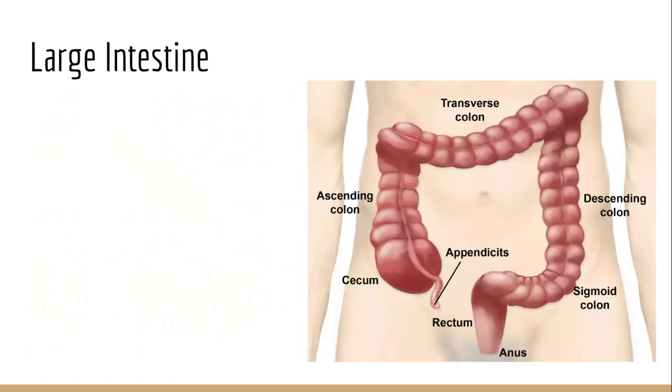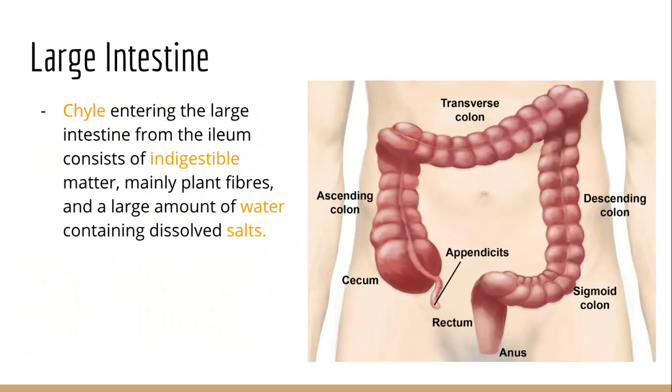Once we've left the small intestine, we're almost at the end of the story. We've now hit the large intestine. Something called chyle enters into this large intestine, and it's essentially everything your body cannot use. It is indigestible matter. Usually plant stuff is in there, because we don't digest plants very well. Large amounts of water and tons of salts.